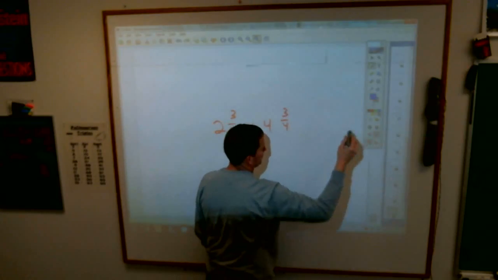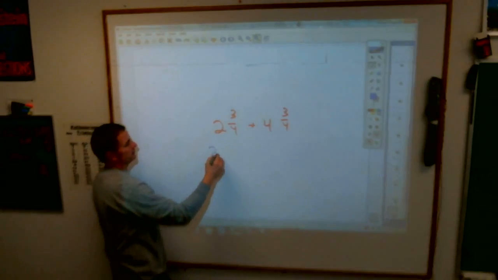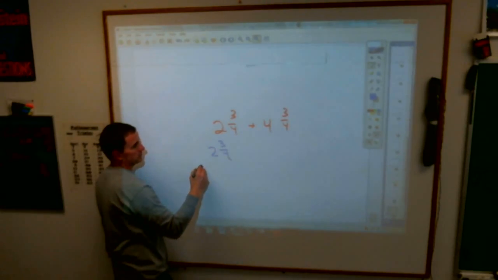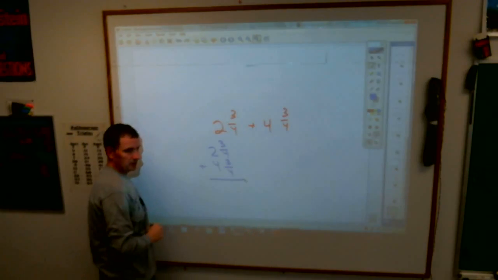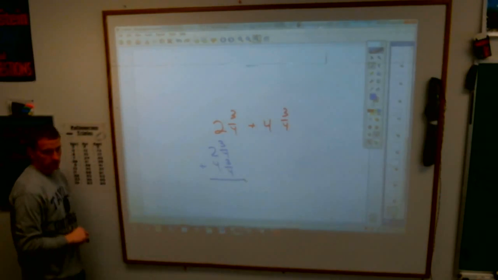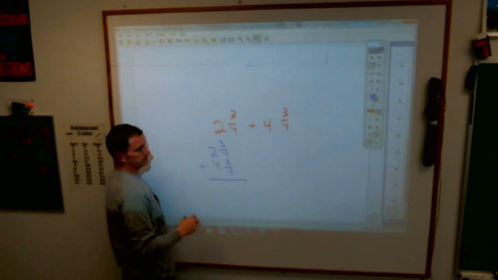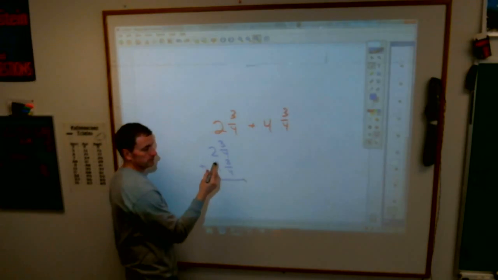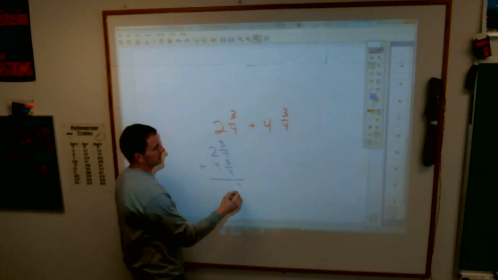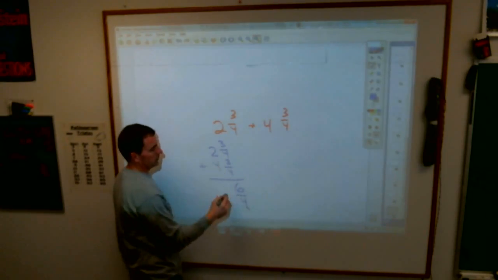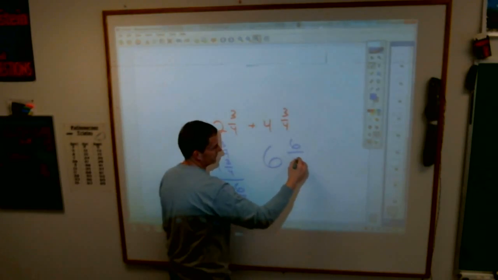First thing I do with this problem is, Joseph, write it up and down. 2 and 3/4 plus 4 and 3/4. What do I get when I add those together? Caleb Fisher? That's 3/4 plus 3/4 is 6/4. And 2 plus 4 is 6. So here I've got 6 and 6/4.